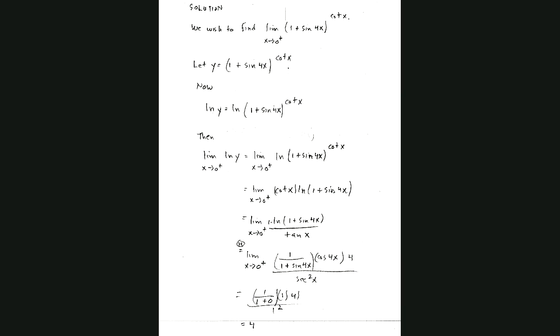What we're interested in is finding the limit as x approaches 0 from the right of 1 plus the sine of 4x raised to the cotangent of x power. I'm going to define 1 plus the sine of 4x raised to the cotangent of x power to be equal to y. I'm going to call that y. And then I'm going to take the log of y. And you're going to see why. But let me give you a moment to copy that down.